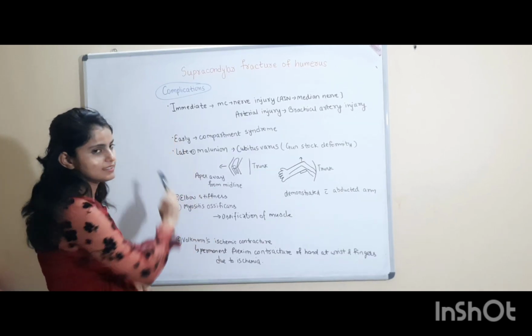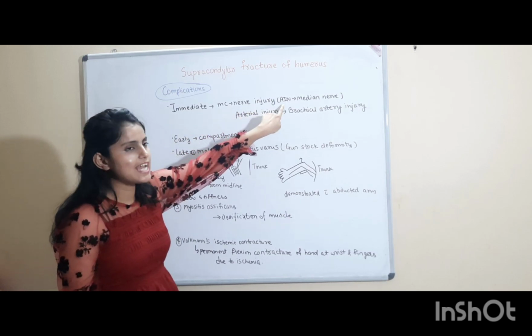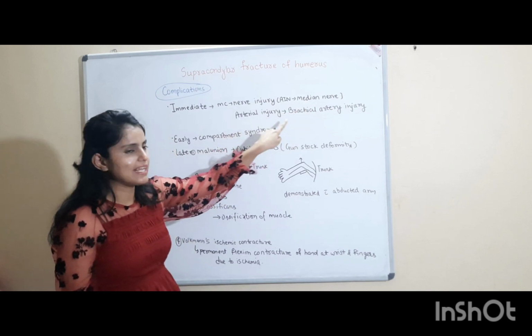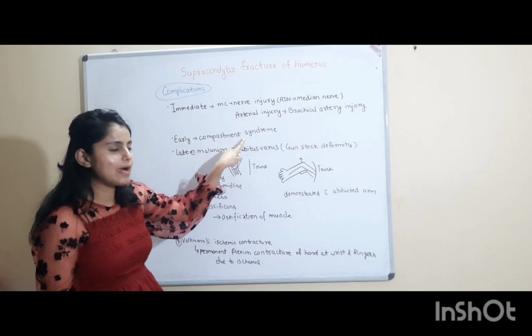Talking about the complications, in immediate complications, most commonly the nerve injured is the anterior interosseous nerve, which is a branch of the median nerve. Arterial injury, brachial arterial injury. And in early complication, there will be compartment syndrome.